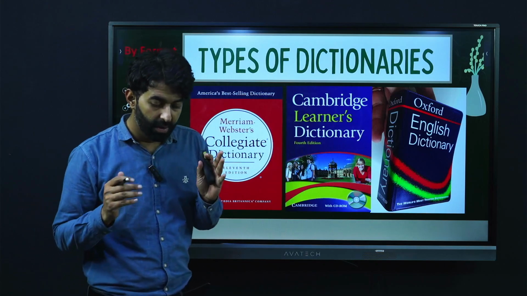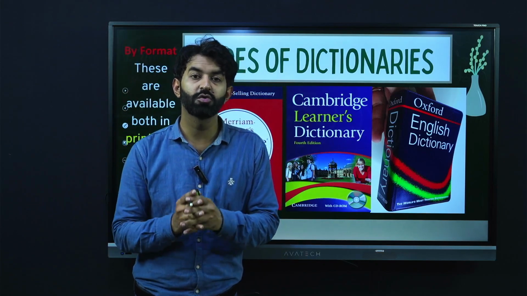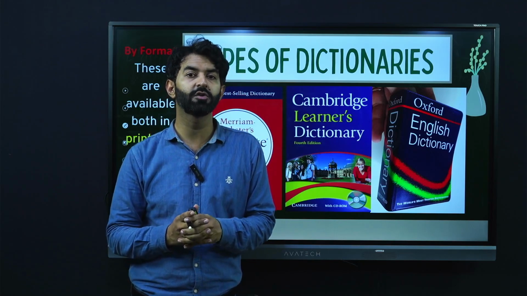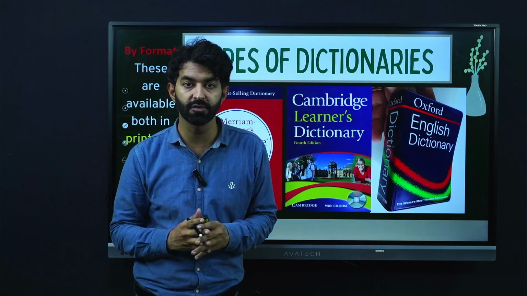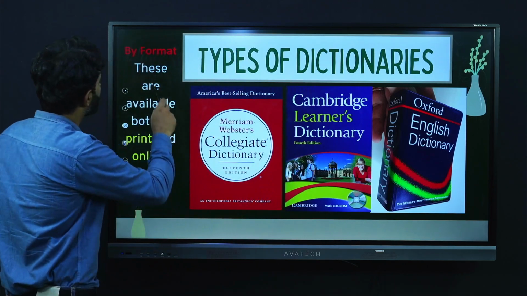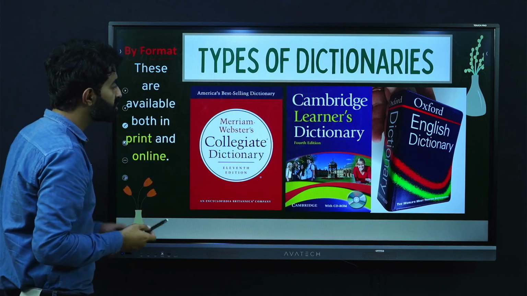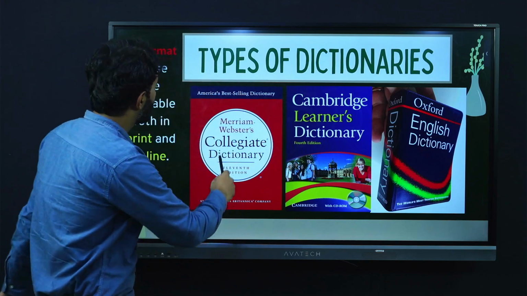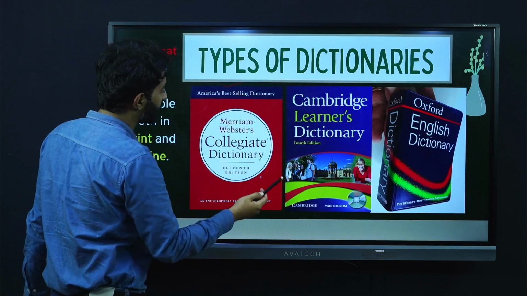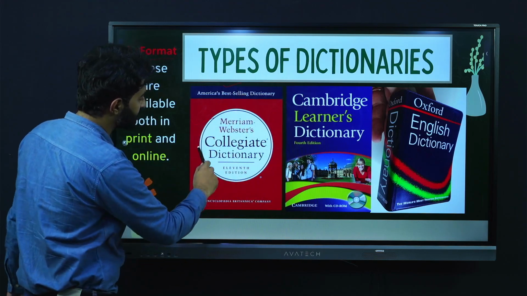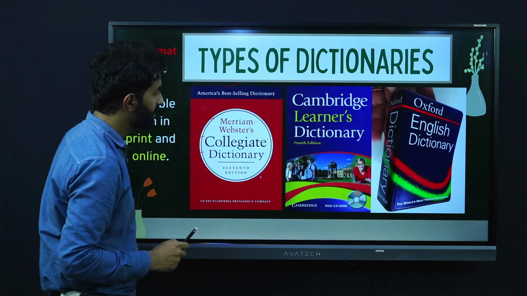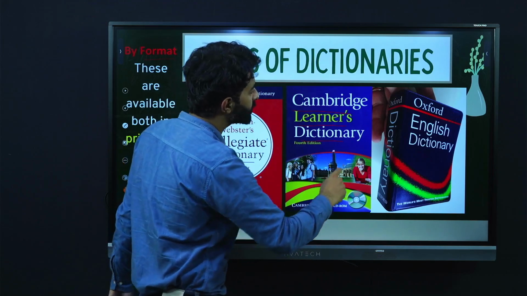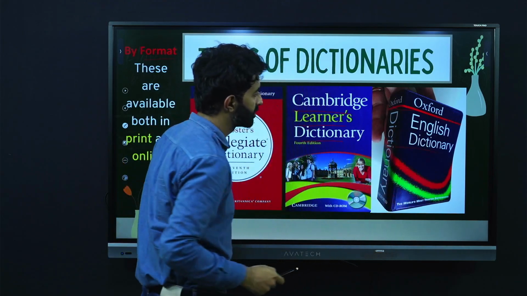Now, when we go to the store to buy dictionaries, or if we look them up online, we can find so many different kinds of dictionaries, right? By format, dictionaries are available in print form and in digital form. We have the American English dictionary called Merriam-Webster. This is a collegiate dictionary. Cambridge Learner's Dictionary and Oxford's English Dictionary.